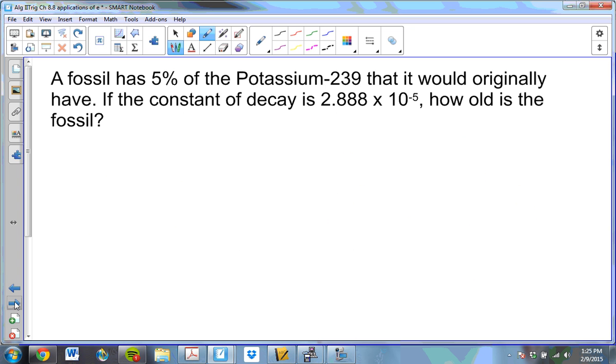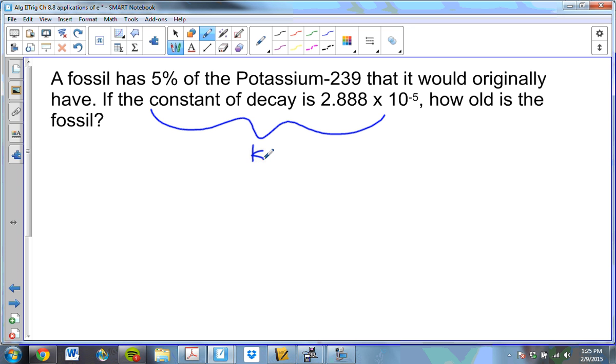Do a different example now. A fossil has 5% of the potassium-239 that it would originally have. If the constant of decay, this is right here is our k value. This is that k value, this is given to us. If the constant of decay is 2.888 times 10 to the negative 5, how old is the fossil?